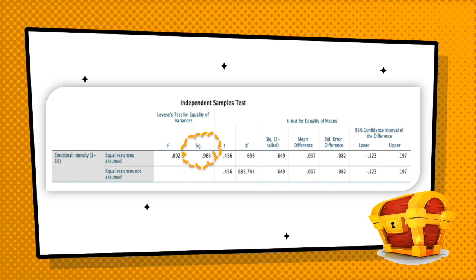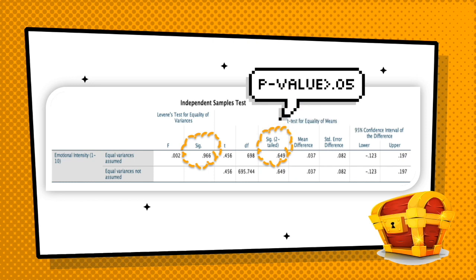P-value for Levene's test is 0.966, which is higher than 0.05, so it failed. So there are no differences in variance between two group data for emotional intensity. And we check the t-test result in upper row. The p-value for t-test is 0.649, also greater than 0.05. So the difference of mean emotional intensity for two video groups is not significant.